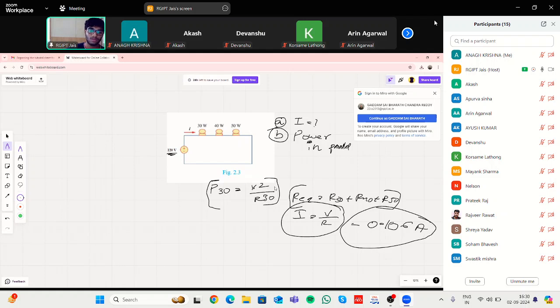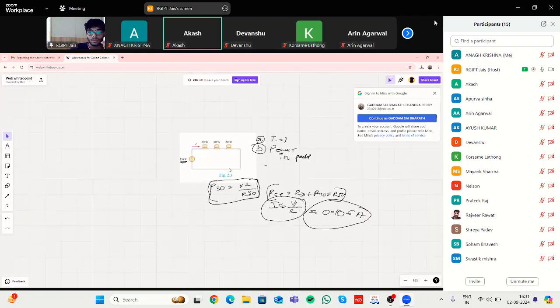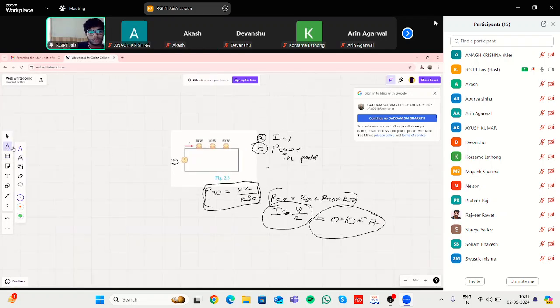Okay. So you have to use this theorem, and it has to be applied to all the bulbs, and then you'll get the equivalent resistance, and using Ohm's law, I is equal to V upon R, you'll get the current value. Is it clear? Rajveer, got it now? What about you, Akash? Yes, sir, got it. So that's about part A.